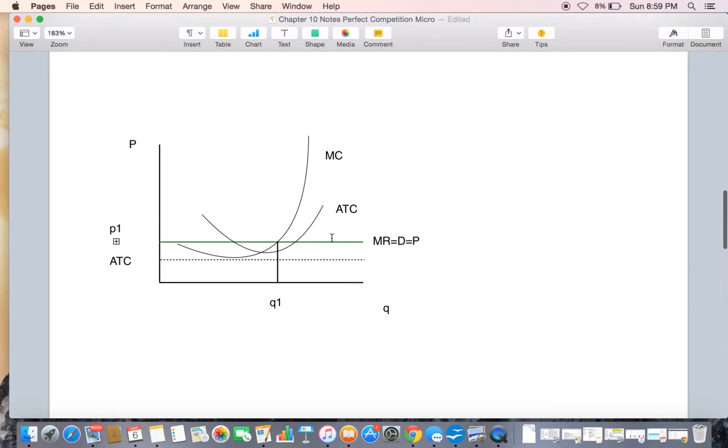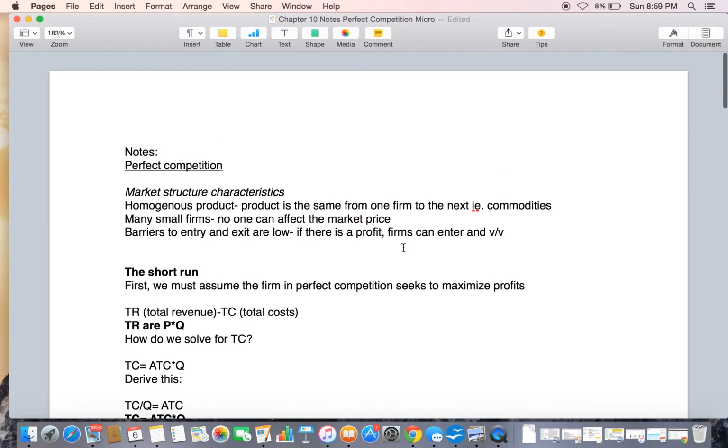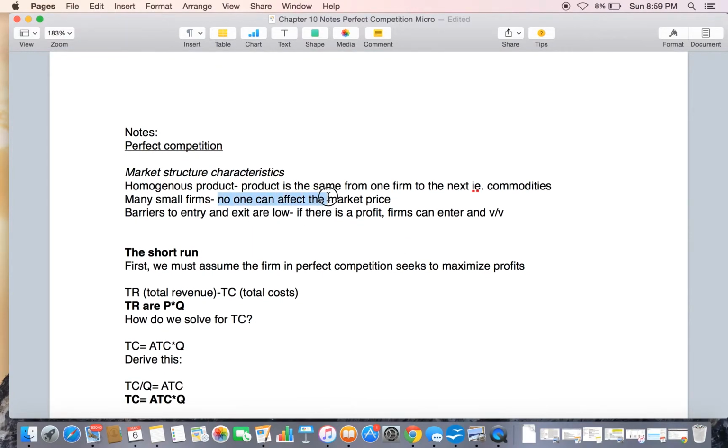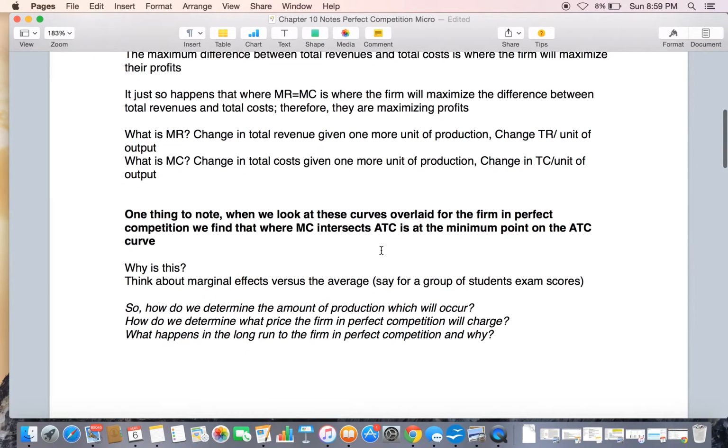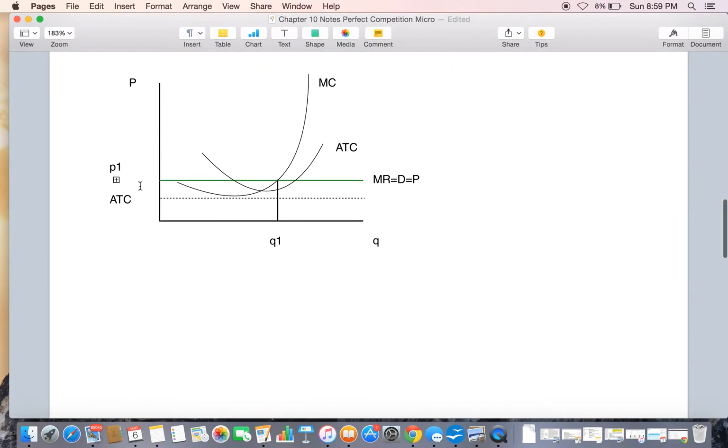For the firm, this would actually be just the one single firm's cost structure and supply and demand. They are going to charge a price of P1 no matter how many units they are producing. Why are they doing this? They're doing this because there are many small firms and no one can affect the market price. They are what is called a price taker. They will take their price from the market, and even if they're producing here, they're going to charge the same as they would charge if they were producing this many units.